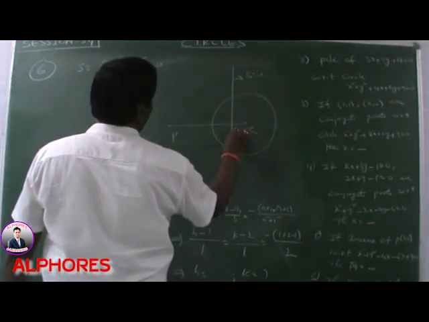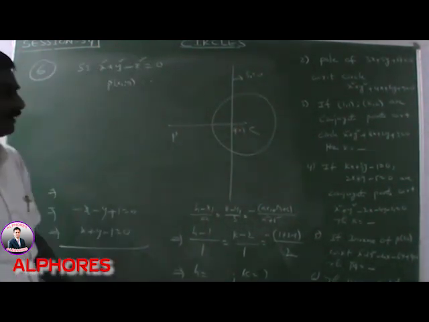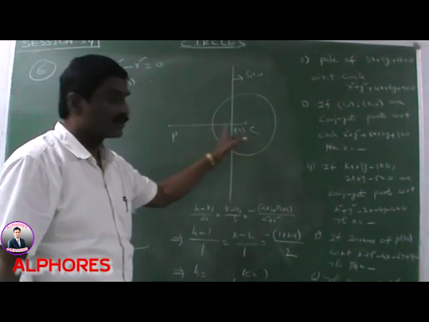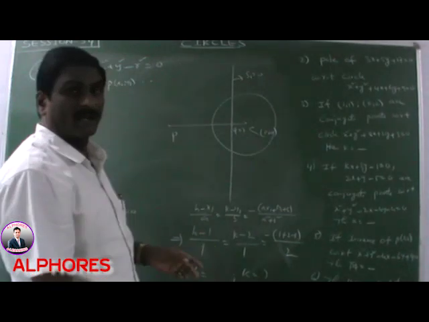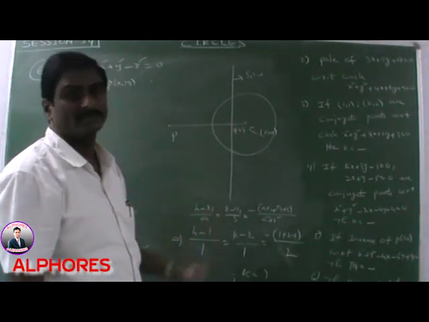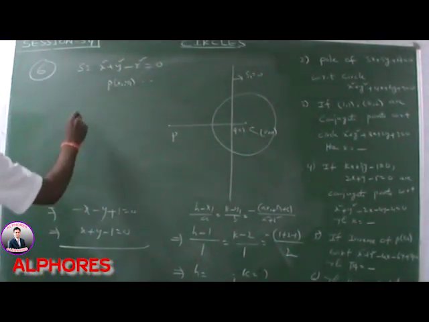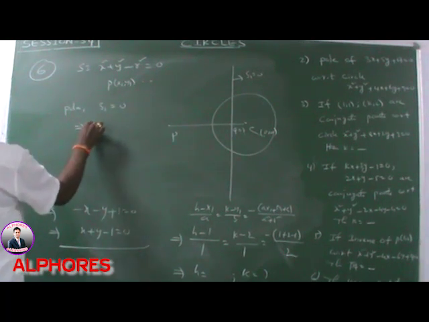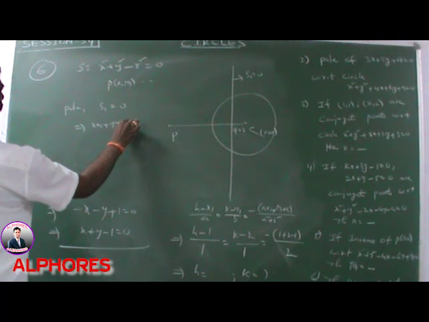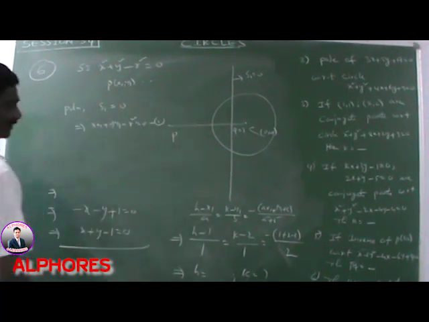What is the inverse point? Inverse point is nothing but the foot of the perpendicular from P to this line, or from the center to this line. In this case, the center of the circle is (0, 0). So we find the foot from (0, 0) to this line. Okay. Here the polar equation is S1 is equal to 0. S1 means xx1 plus yy1 minus r square is equal to 0. It is the equation of the polar.